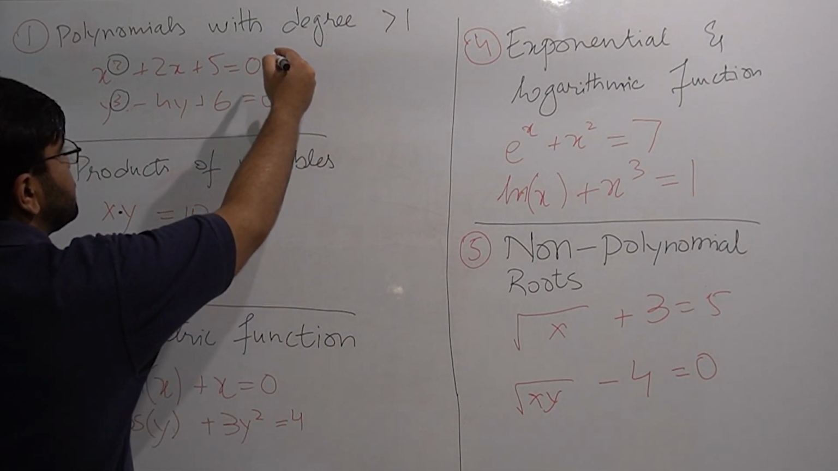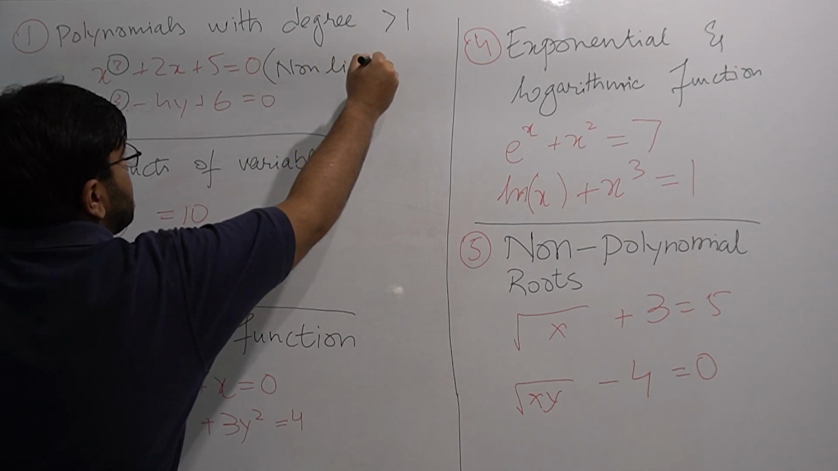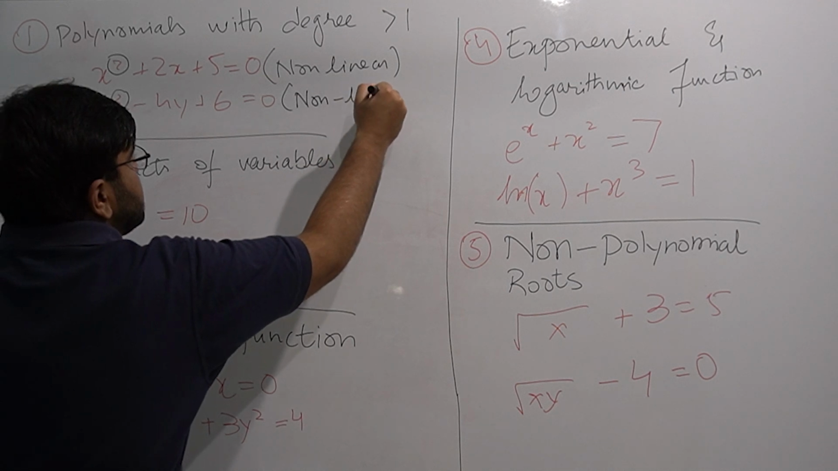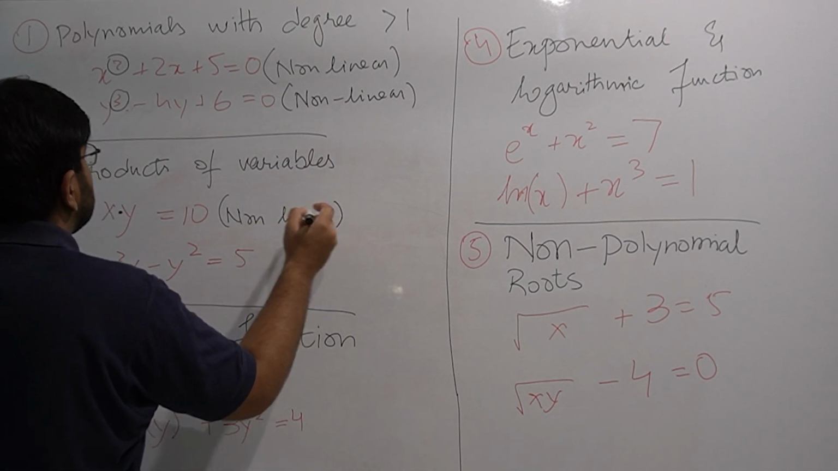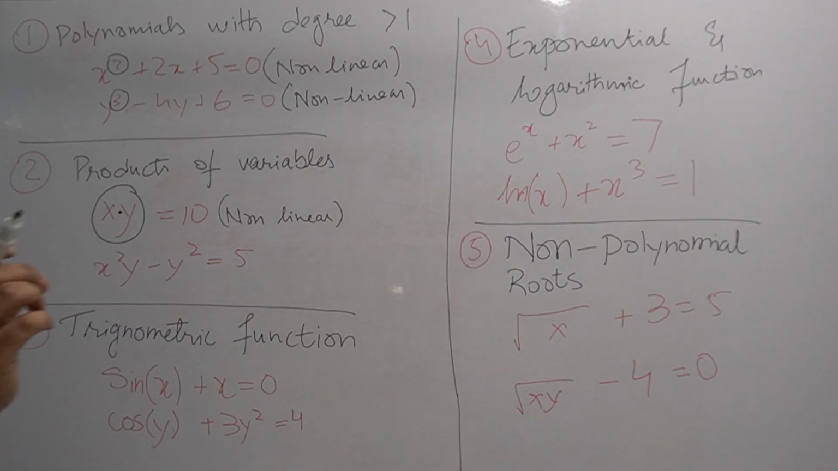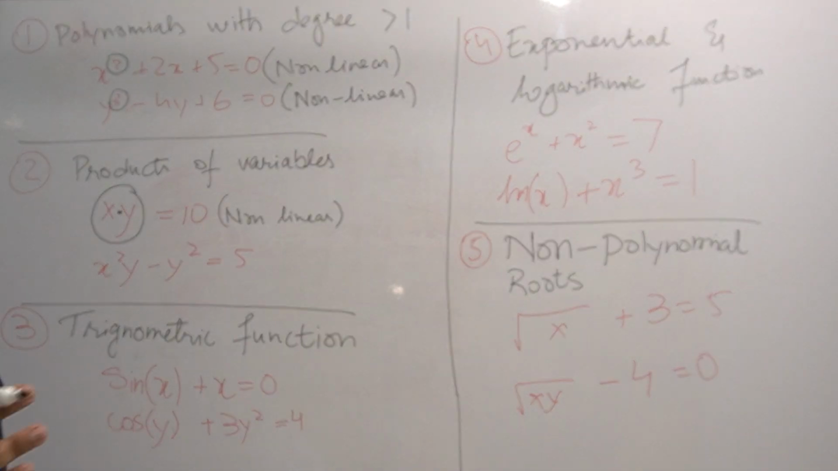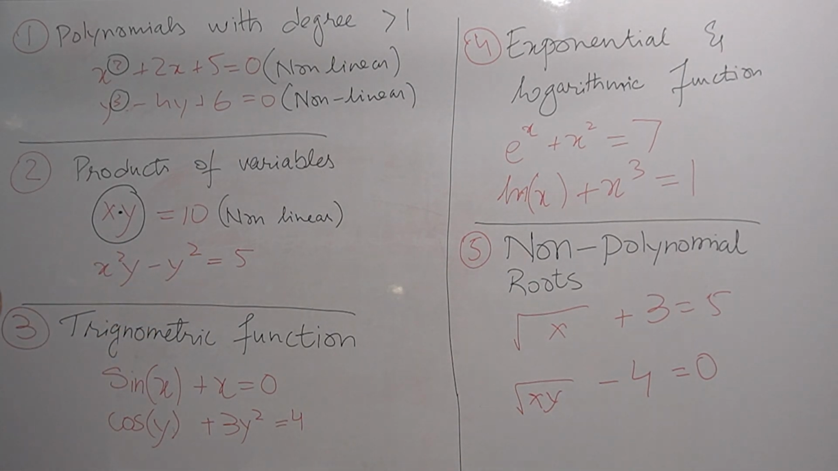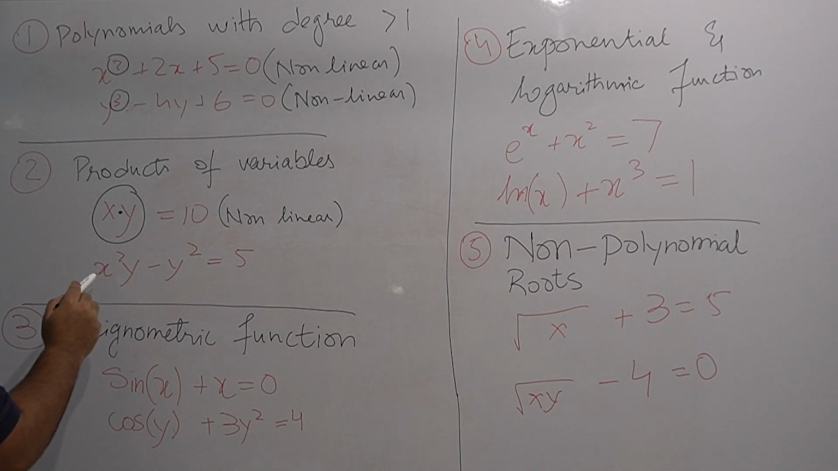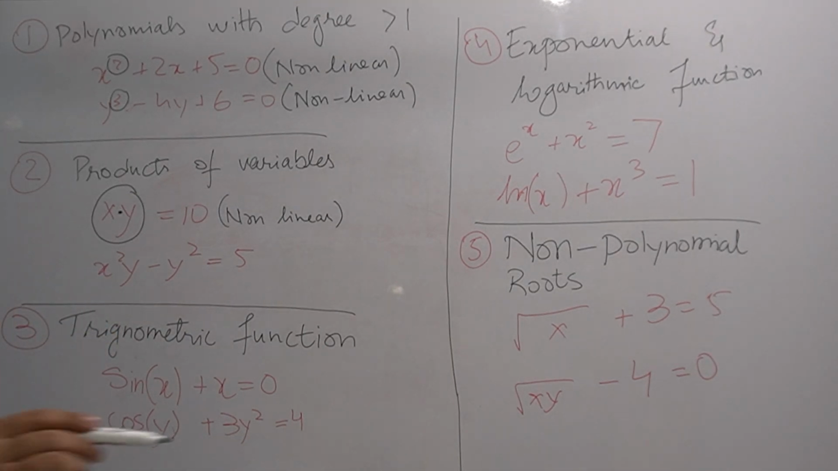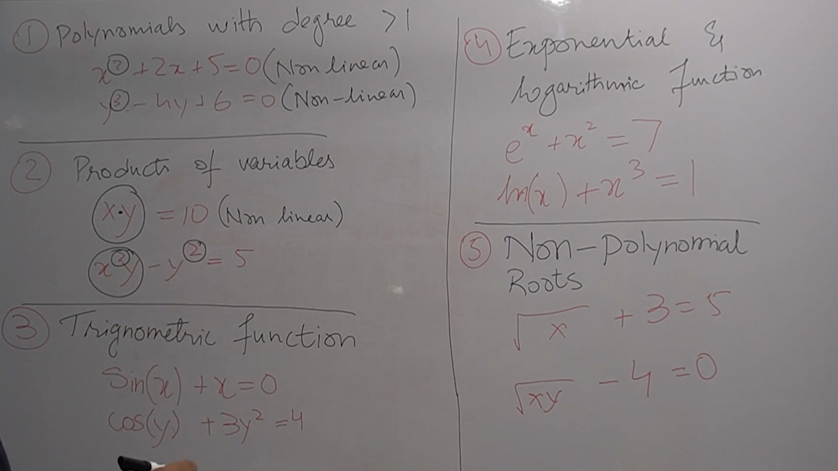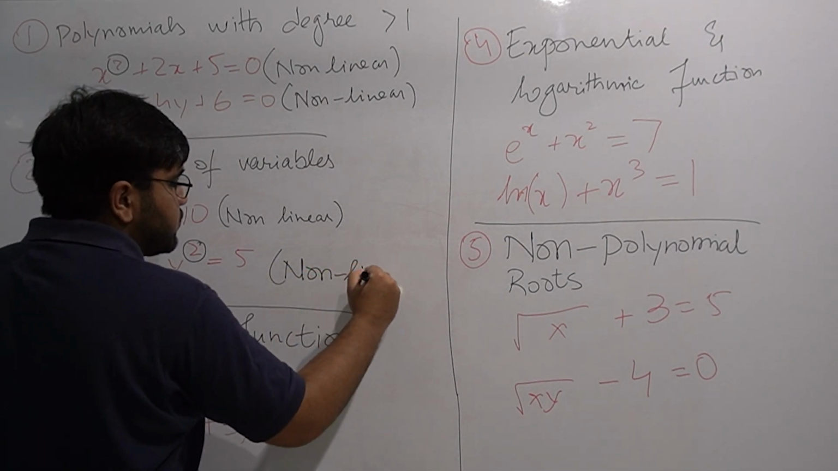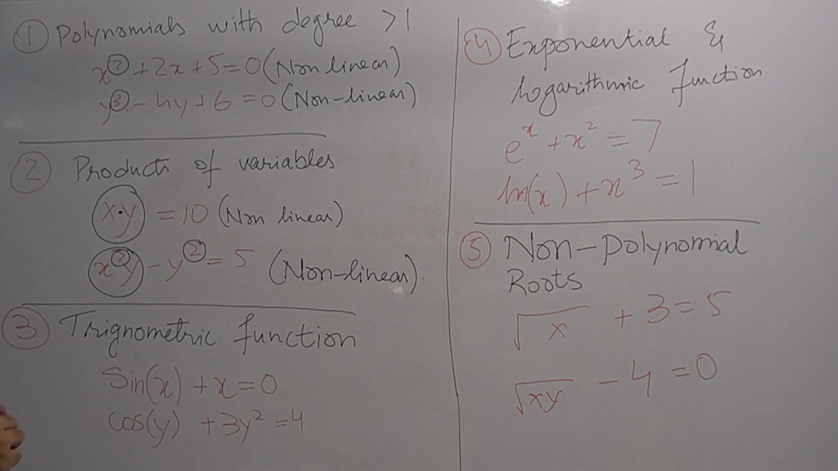I will write non-linear right in front of it, same with this one, and I will also underline, highlight or circle what makes the equation non-linear. Coming to the second example, it not only has the product of two variables, but x and y both have degree 2. So not just the multiplication but also the degree makes it a non-linear equation.